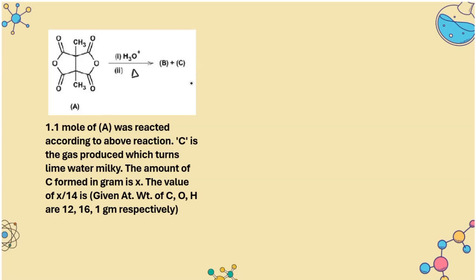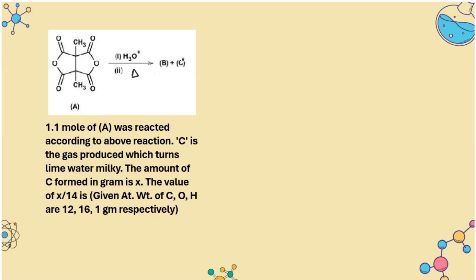Today I'm back with one more interesting question from organic chemistry. So first let me explain the question. So 1.1 mole of reactant A was reacted with water in acidic medium followed by heating condition. It produces B and C. C is the gas produced which turns lime water milky. The amount of C formed is X grams. So what is the value of X by 14? The atomic weights of different elements are given here.